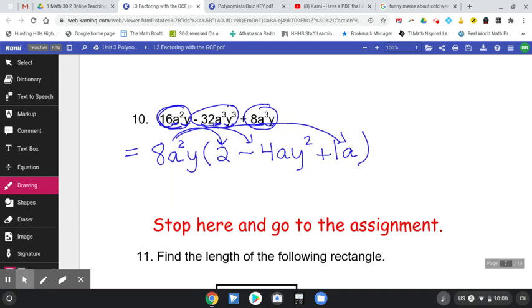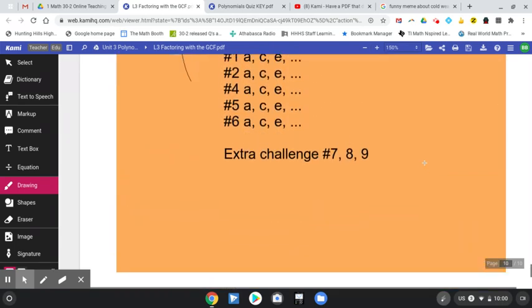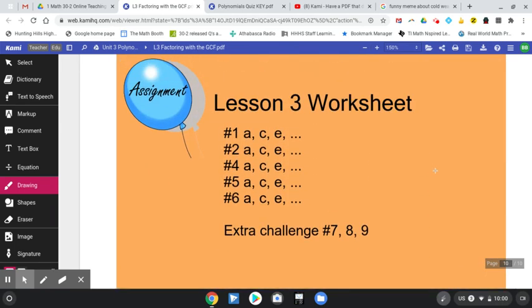Okay, so guys, we are going to go ahead to our practice assignment. So the lesson 3 worksheet is in your worksheet booklet. And when you're doing these questions, remember that dot, dot, dot means that you just keep going. So you're going to do every second question until you run out of questions. You'll do that for number 1, number 2, and so forth. These extra challenge questions are optional. So anybody looking for a little extra challenge, please give those ones a try.